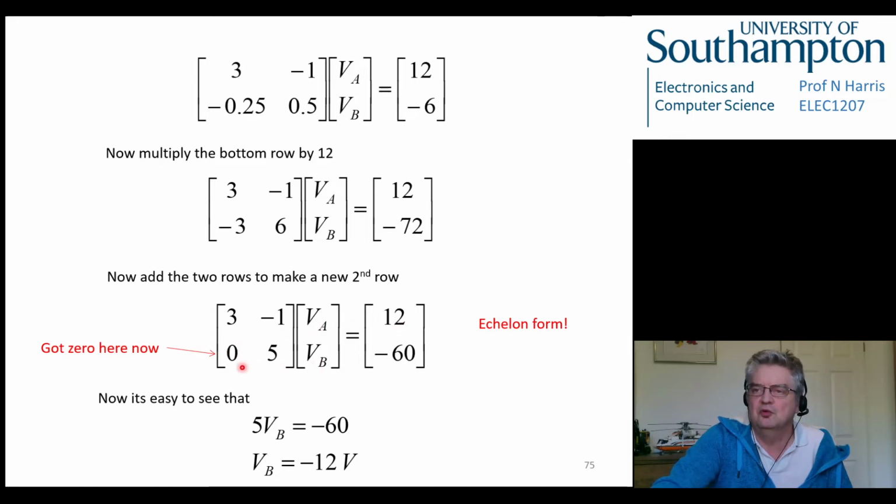So in this case 0 times VA, so VA is not in this equation. 5 times VB equals minus 60, so VB obviously equals minus 12. Once we've got that, we can back substitute through.